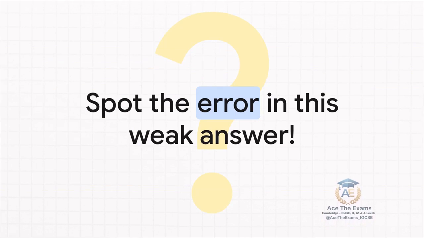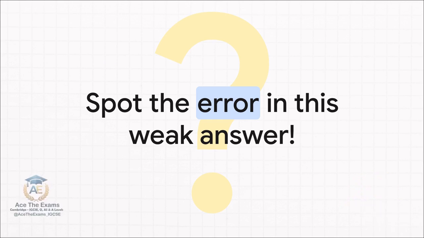Let's do a quick pause and predict. Ask yourself exactly why a Cambridge examiner is going to look at this generic answer and give it 0 marks. The computer sends binary data back and forth over a wire. Think about it. What is missing there?